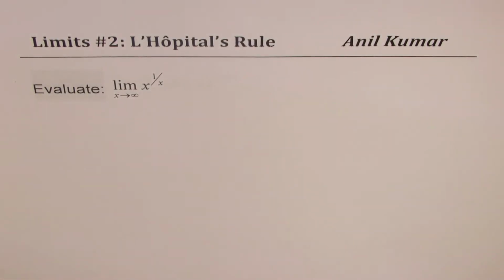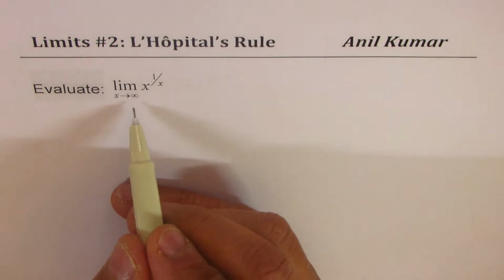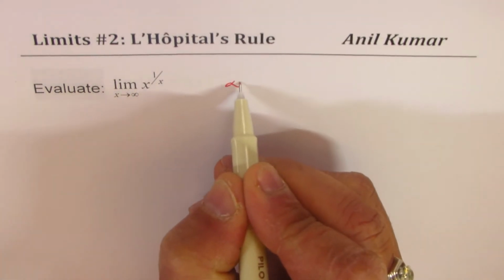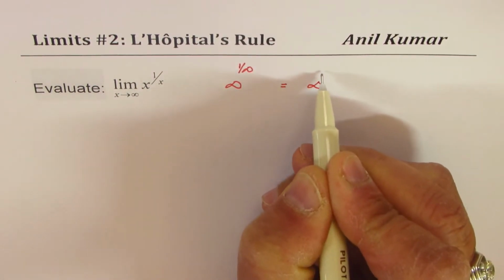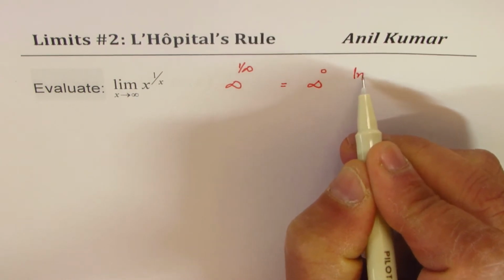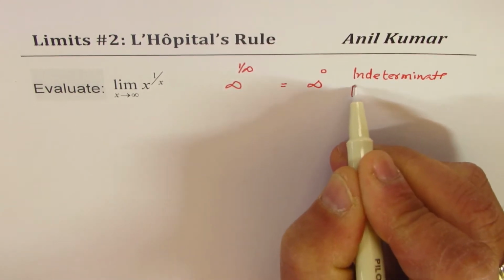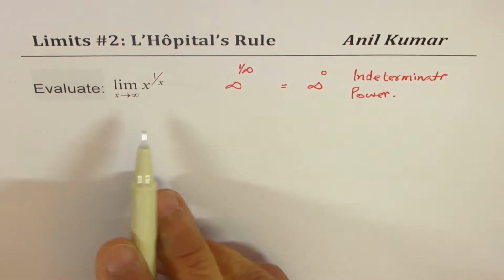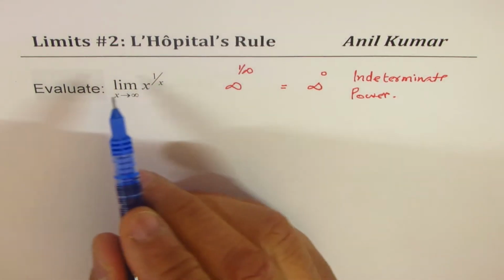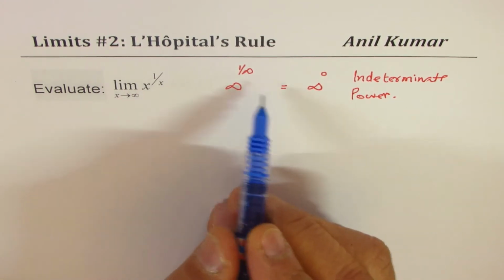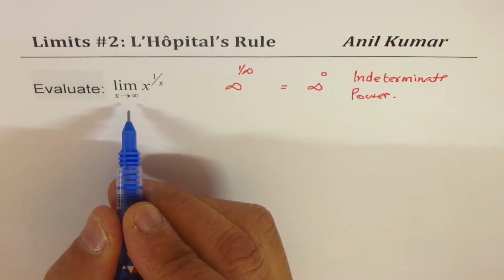Now here we have limit x to the power of 1 over x. If I substitute infinity here for x, I get infinitely large to the power of 1 over infinity, which is infinitely large to the power of 0. Now that is also an indeterminate power, correct? So we could solve this using L'Hopital's rule. Now to solve these types of questions, it is good practice to write them as an exponential or logarithmic function.